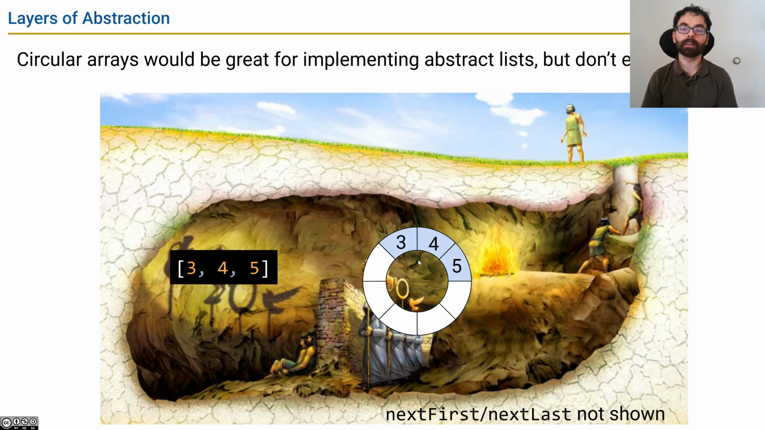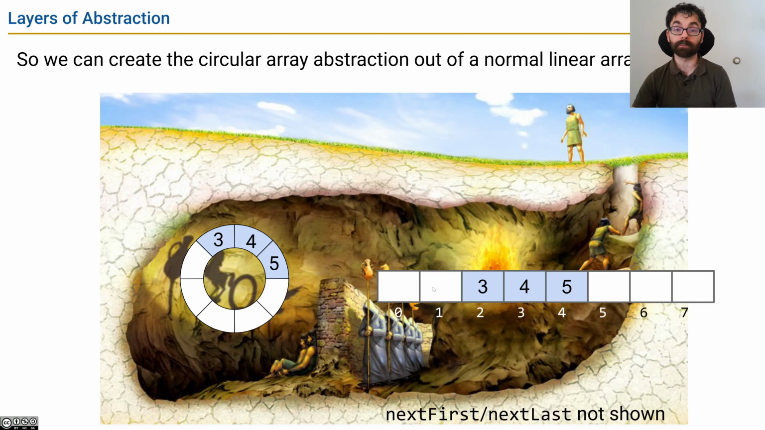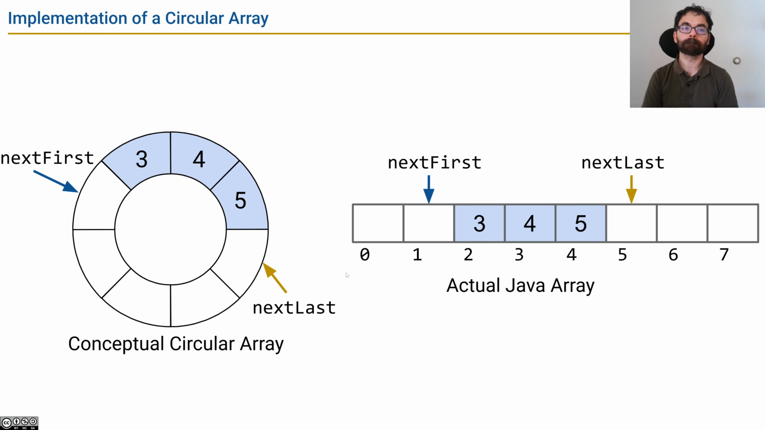Well, that's no problem. When there's an abstraction we want, we can build it out of yet more fundamental abstractions, which in this case will just be a linear array. This is very common in computer science. Okay, so we know that we have linear arrays, and we can emulate this idea of a circular array without too much conceptual backbending. So it might look like this.